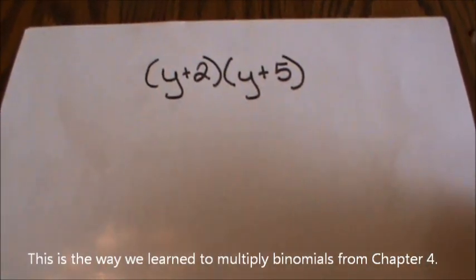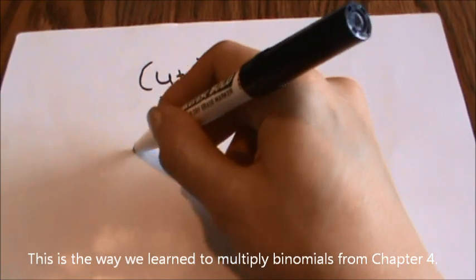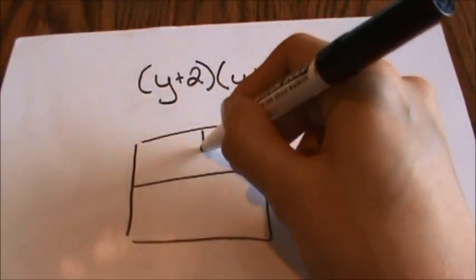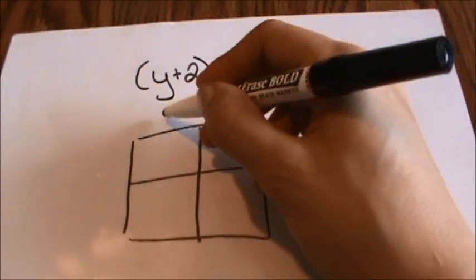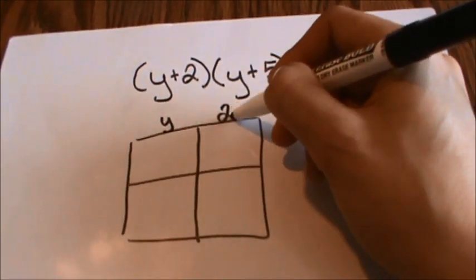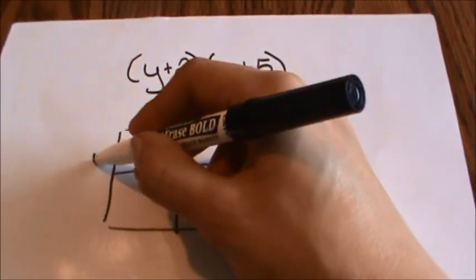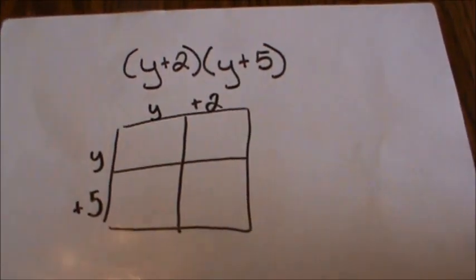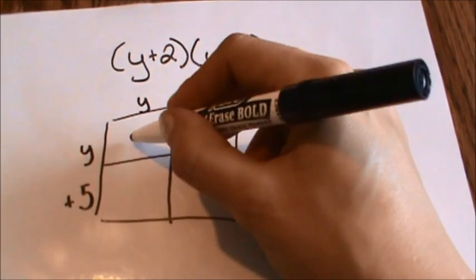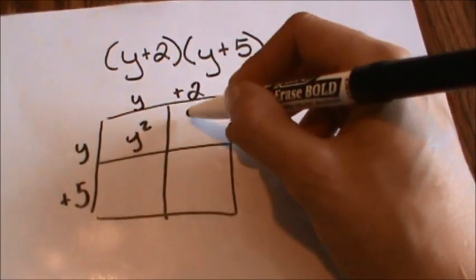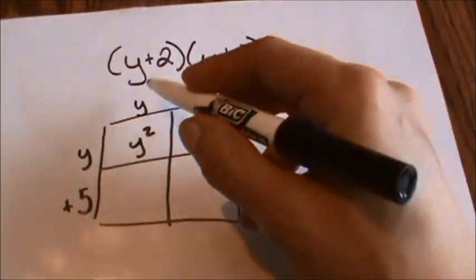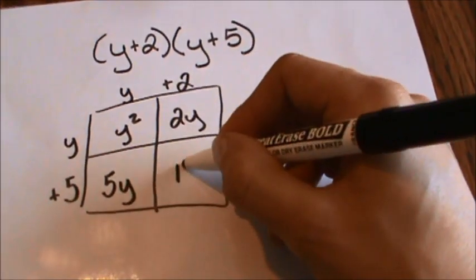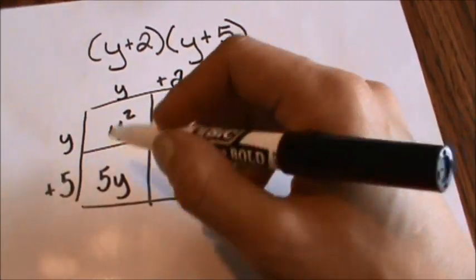So the old way that we would multiply this trinomial is by drawing a box. And in this box we would put the first term on the top, the next term along the side, and then we would multiply into each part of the box. Y times y is y squared, 2 times y is 2y, y times 5 is 5y, and 2 times 5 is 10. Then we would look inside our box and gather our terms.